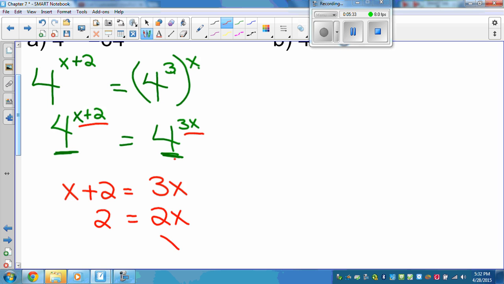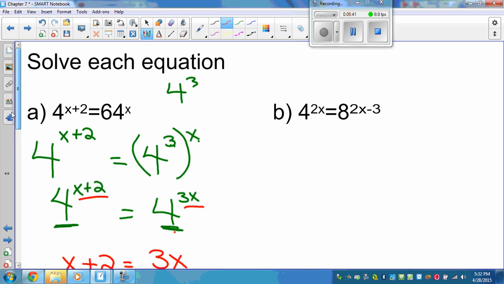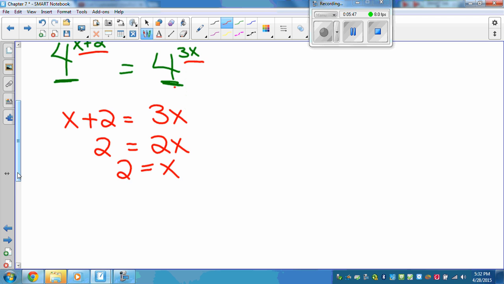Divide both sides by 2. I get x is 2. Okay, I can check this. Is this true? Sorry, when I divide both sides by 2 here, I should get 1. Okay, so let's check that.